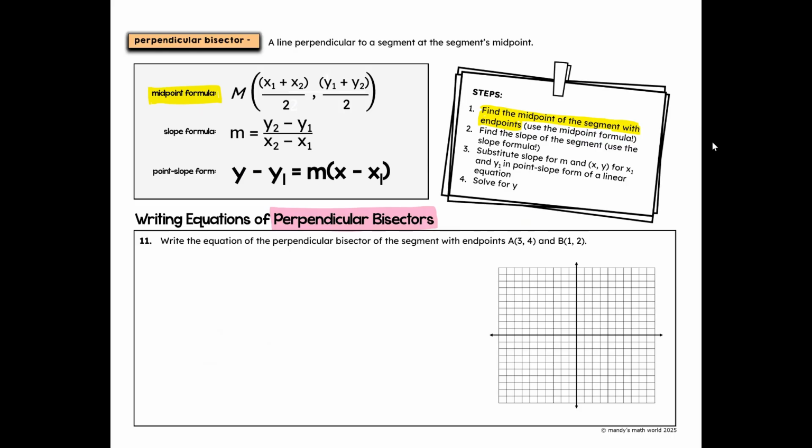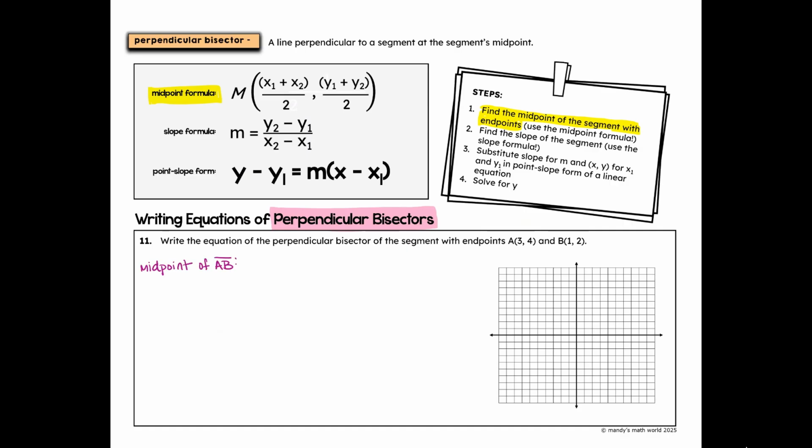It says to write the equation of the perpendicular bisector of the segment with endpoints A at (3, 4) and B at (1, 2). Let's use our midpoint formula. Recall that I add my x values and divide by 2, like the average of your x values. I'm going to add the y values and divide by 2.